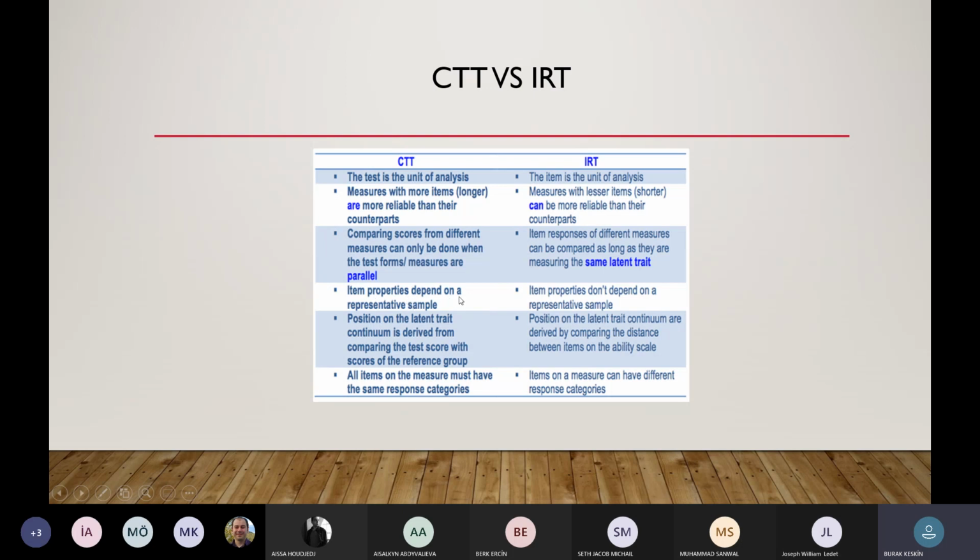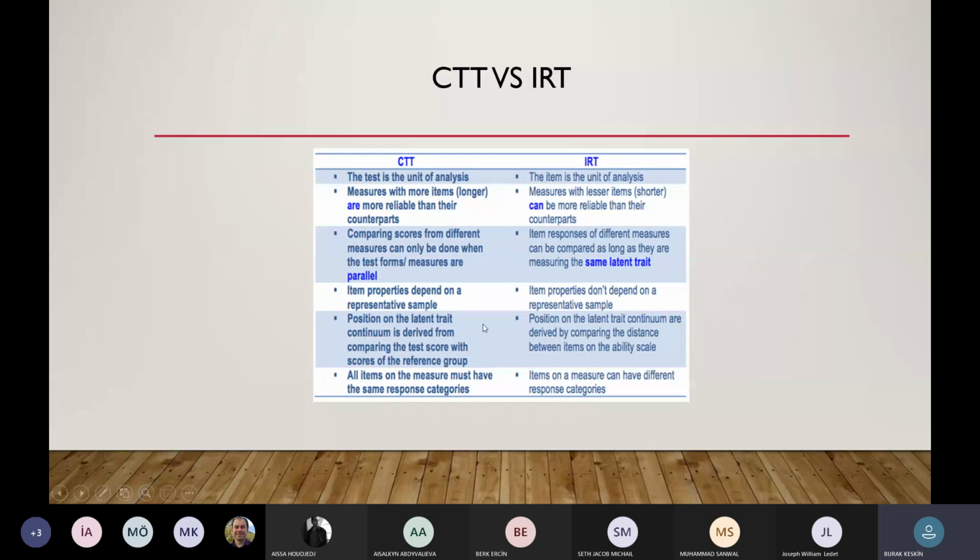So properties depend on a representative sample, like you need to consider the previous exams of the attendee in order to make a conclusion. But in item response theory, you don't need to have a representative sample. That exam is enough for measuring their ability level, and so on.